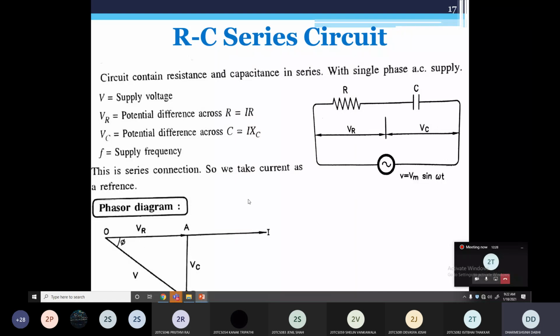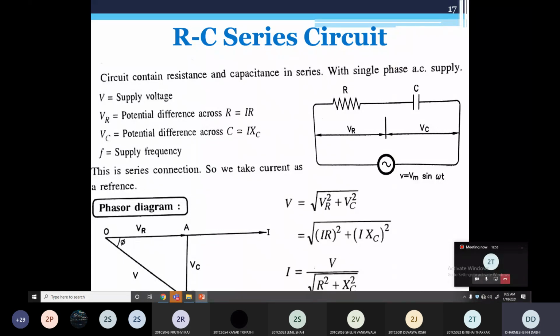So for the series RC circuit, the voltage lags behind the current by between 0 and 90 degrees. The angle depends upon the values of R and C, same as for the series RL circuit we have seen in the last lectures. But here the current leads the voltage, or you can say the voltage lags the current, by an angle between 0 and 90 degrees.